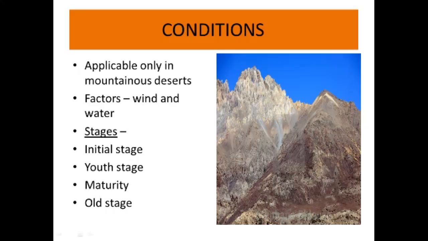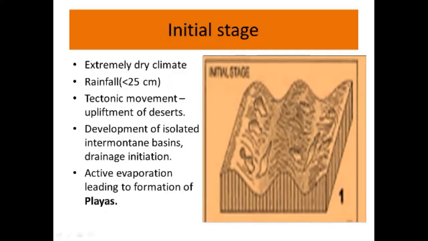He postulated this theory in four different stages: the initial stage, youth stage, maturity stage, and old stage. Let's begin with the initial stage. It's an extremely dry climate, and the mean annual rainfall is less than 25 centimeters. Tectonic movement is happening in the initial stage.